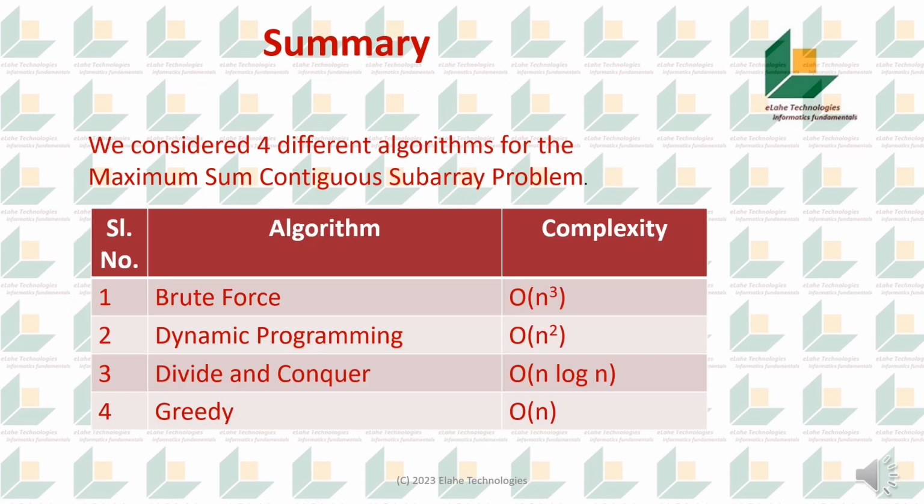We considered 4 different algorithms for the maximum sum contiguous subarray problem. The results are summarized in the table shown. The brute force algorithm runs in order n cubed time. Dynamic programming helps us in improving this to order n squared time. We can improve this to order n log n with a divide and conquer approach. Finally, Kadane's greedy algorithm runs in order n time and is optimal.